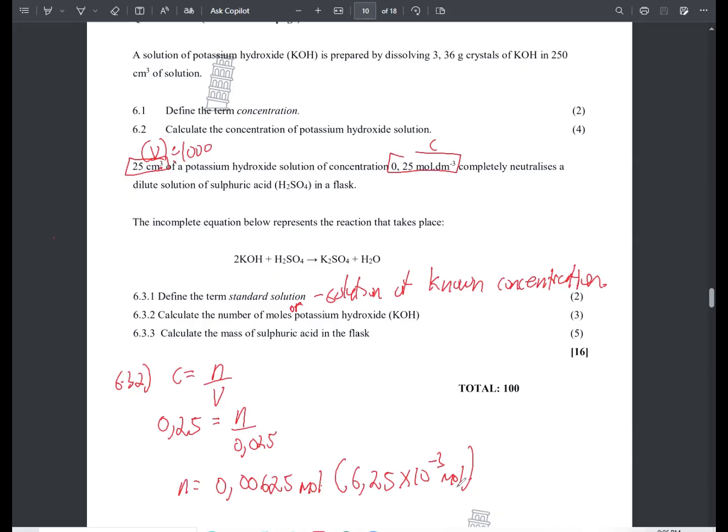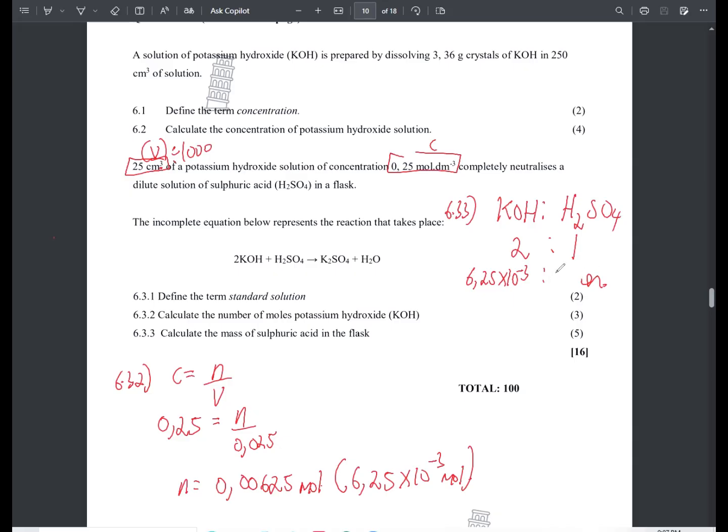Then calculate the mass of the sulfuric acid in the flask. So obviously for this one, we would have to apply our stoichiometry. So now we have already calculated the number of moles, meaning in answering 6.3.3, we'd have to start from step number 2, whereby we compare the molar ratios. Potassium hydroxide to sulfuric acid, the ratio is 2:1, right? Which means if I have 6.25 times 10 to the exponent of -3, then what should be the sulfuric acid? It should be half of that.